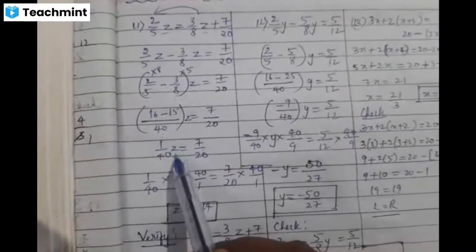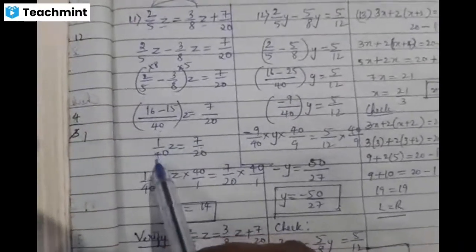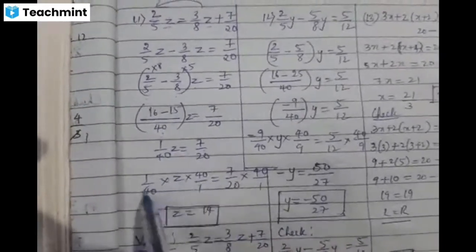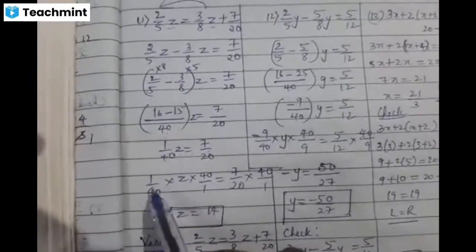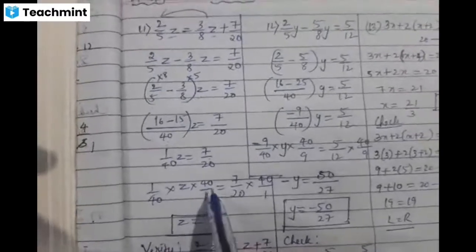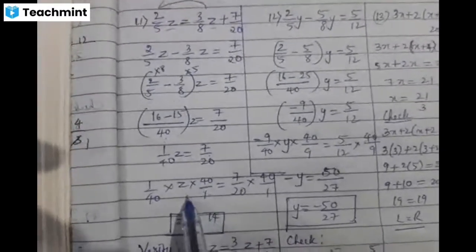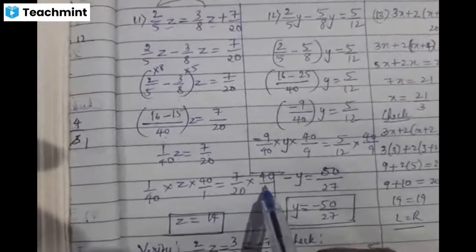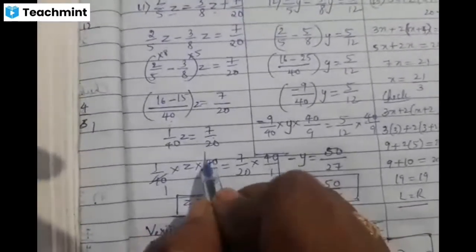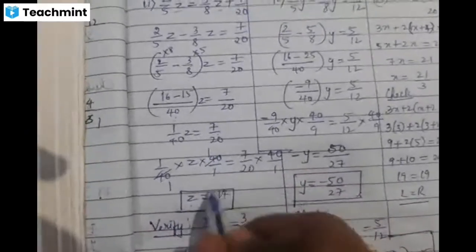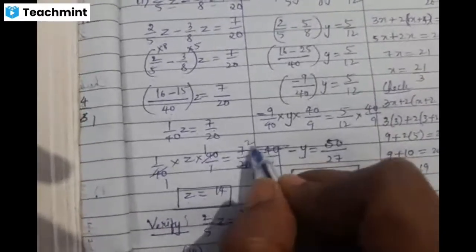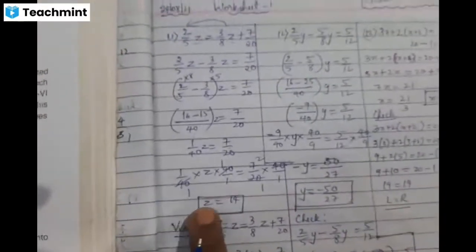We want the value of z. So the 1 by 40 we have to remove. To remove 1 by 40, we have to multiply by 40 by 1 on the left hand side, which is the reciprocal of 1 by 40. When we multiply by the number 40 on the left hand side, we have to multiply the same number on the right hand side. When we do that, the 40s get cancelled. You are left with z is equal to, on the right side, 2 1s are 2, 2 7s are 14. So the z value is 14.